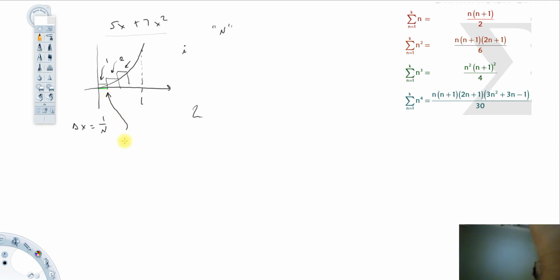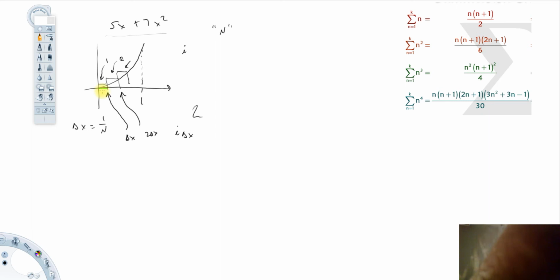The other thing we're going to need is a little formula for the x values here. The x value there is delta x, and the x value here is 2 delta x, if you look at the picture. In general, i times delta x is putting you at the right-hand side of any one of these rectangles.